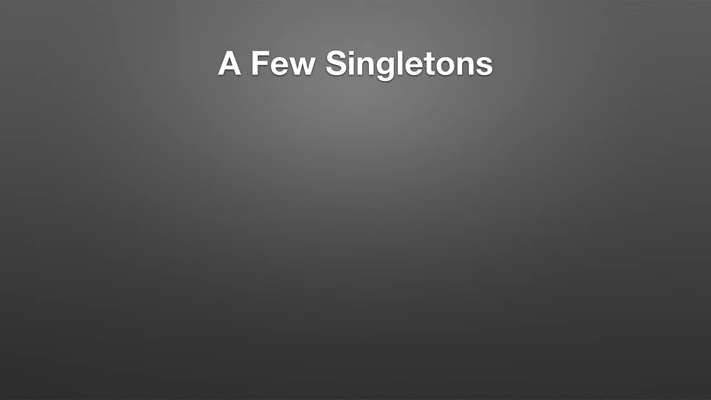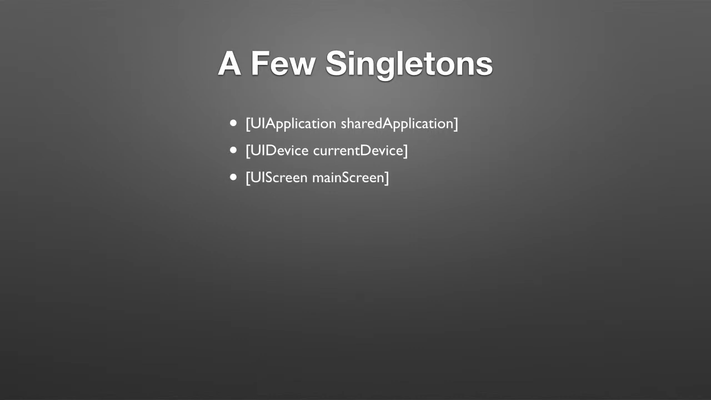A few singletons, and we've seen this one. There's the application, and if you send the shared application message to the UI application class, you get back a pointer to the application object. We saw the device briefly when we talked about universal applications. There actually is a physical screen representation, UI screen. You don't really see this. It's actually accessed when the window is created, which is the top of the view hierarchy. There's an accelerometer. We'll be talking about that in the future. And there's a bunch more.